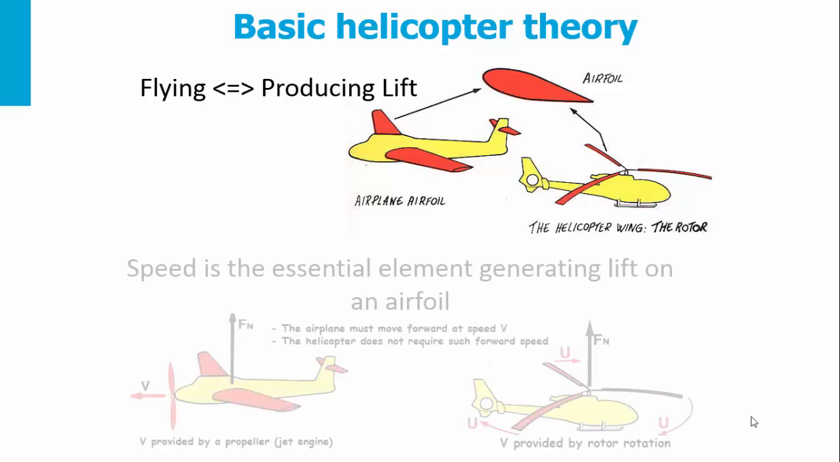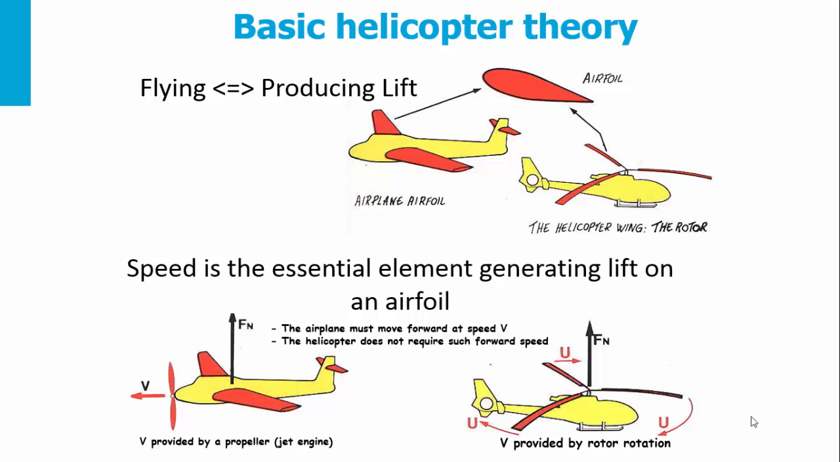The essential element for generating lift on an airfoil is speed. This is why, in an airplane, we have to move forward at a speed v, while in a helicopter we do not require such forward speed as the rotor is rotating.